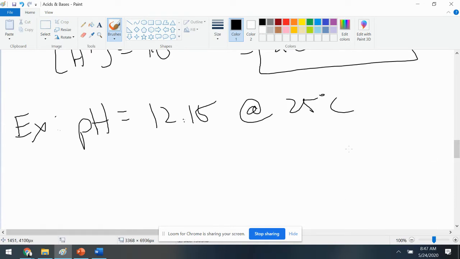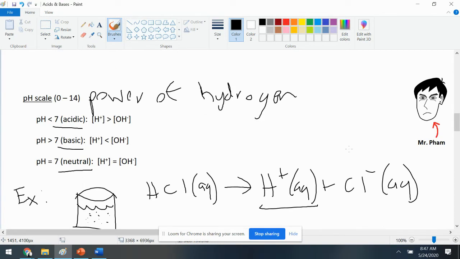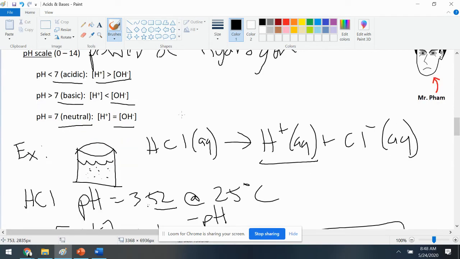it's going to be considered a basic solution. By the way, depending on whether it's acidic, basic, or neutral, it'll tell you how much of the hydronium ions or how much hydroxide you have in that solution. Typically, if it's acidic, you're going to have more hydronium or hydrogen ions compared to your hydroxide, OH. If it's basic, more hydroxide, OH negative, and of course, if it's neutral, the same amount of H plus and OH minus ions.